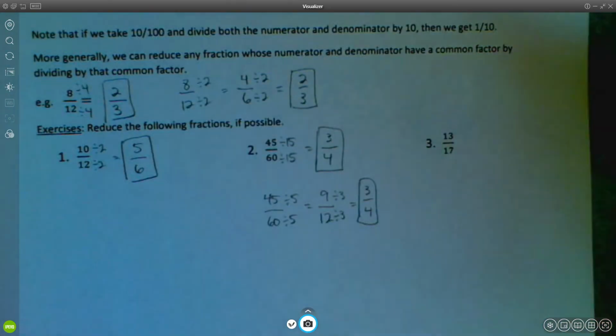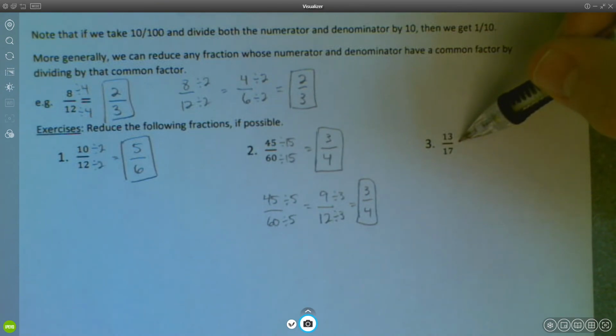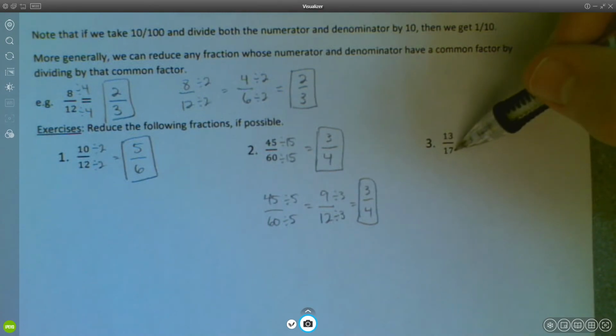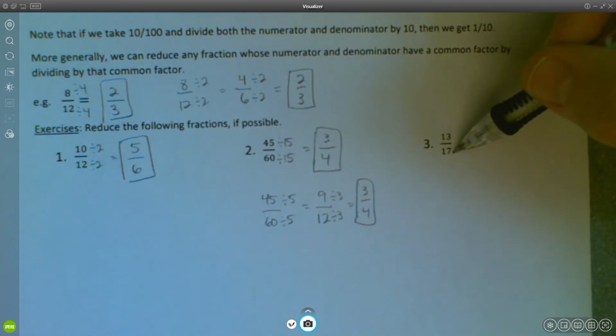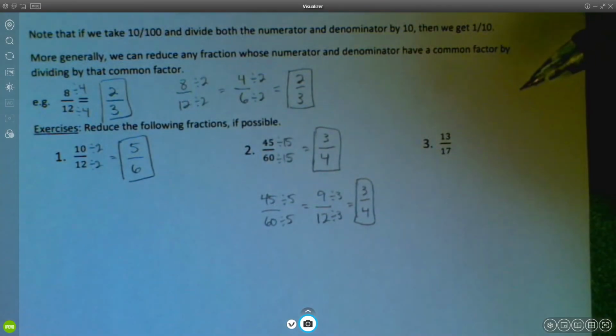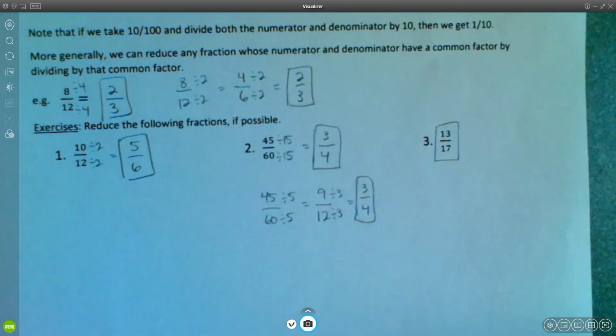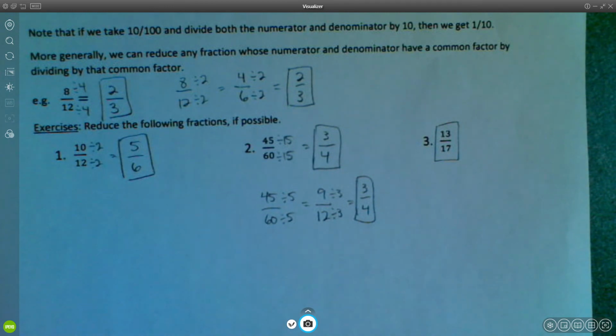For the last one, we have 13/17. This thing is not going to reduce. 13 is a prime number. That means that the only things that divide into 13 evenly are 1 and 13. Nothing else is going to go into 13 evenly. Same thing with 17. 17 is also prime. So when you have a prime number divided by a prime number, you can be certain that that thing's not going to reduce any further. So this one is sort of a trick question, right? It's already reduced. Okay. And that's that, right?